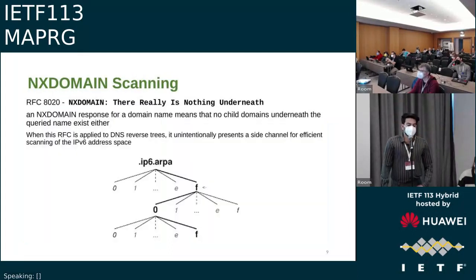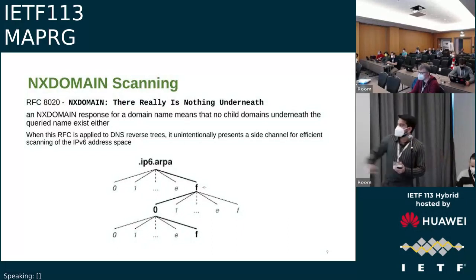So what is RFC 8020? RFC 8020 is called "NXDOMAIN: There Really Is Nothing Underneath." One of the main clauses in this RFC is that an NXDOMAIN response for a domain name means that no child domains underneath the query name exist either. When you apply this RFC to DNS reverse trees, it unintentionally presents a side channel for efficient scanning of the IPv6 address space.